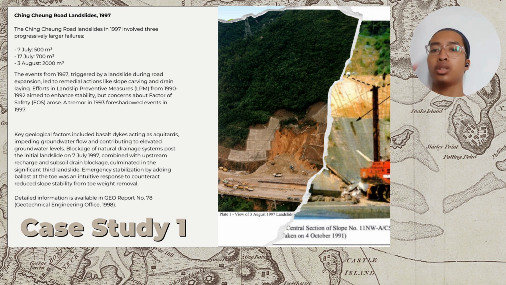For my part, the case study is the Nearest Ting Chuang Road landslide in 1997, which comprised a series of three progressively larger failures on 7 July, 17 July, and 3 August, following a history of instability in the area dating back.